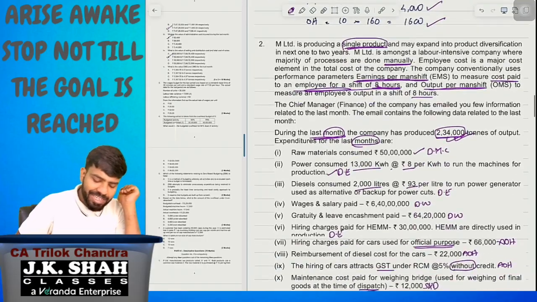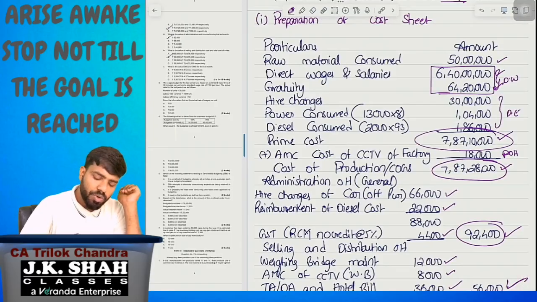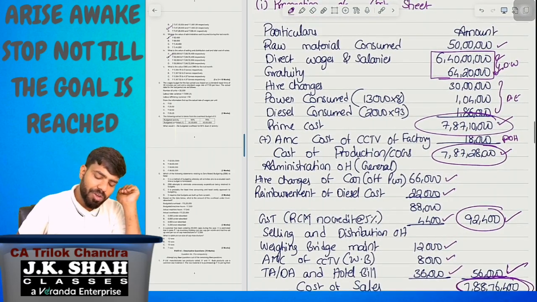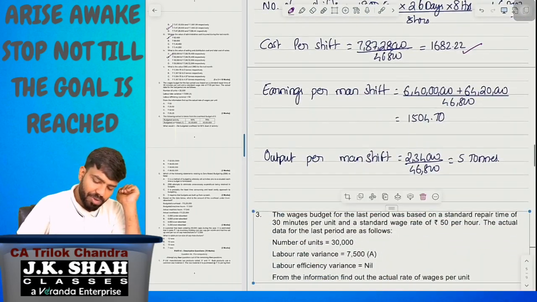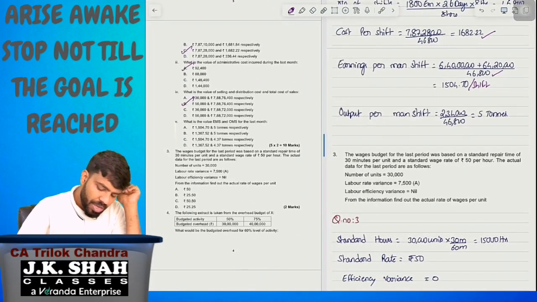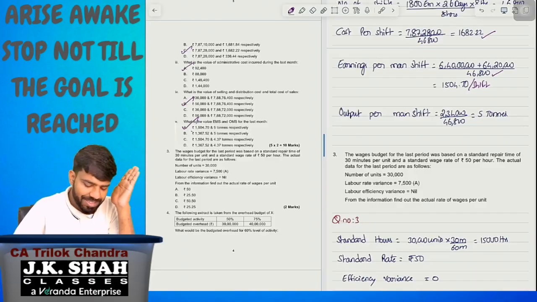So how to calculate earnings per man shift? The total earnings are these two: 6 crore 40 lakhs is the salaries and gratuity is 64 lakh 20,000. Put together it comes to 7 crore 4 lakh 20,000, divided by 46,800 shifts. Per shift it is 1,504.70. So the answer is A.